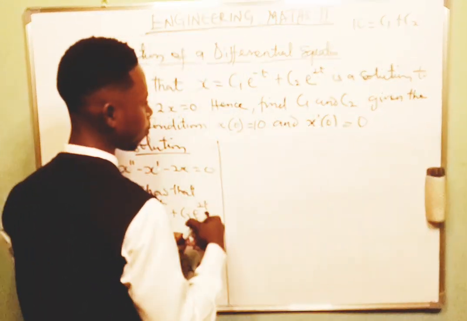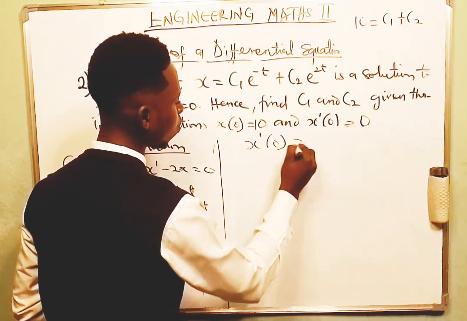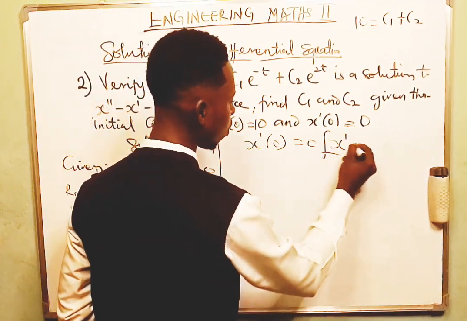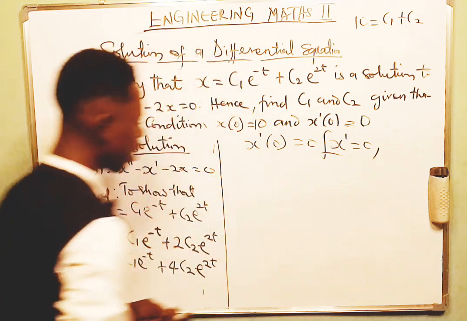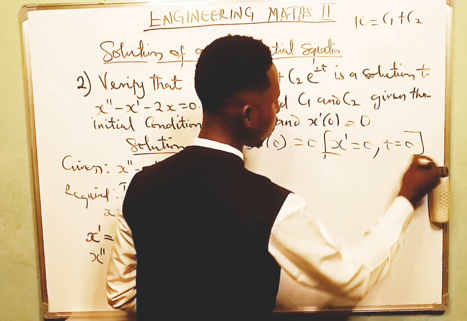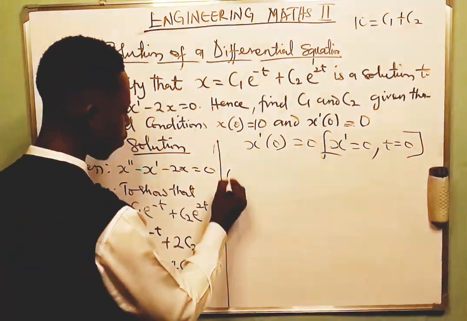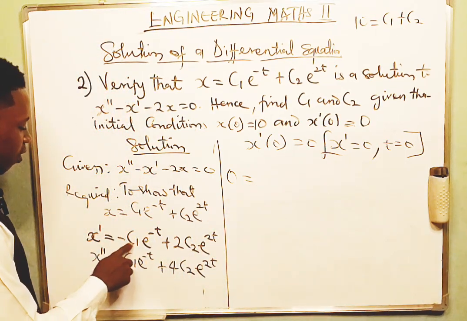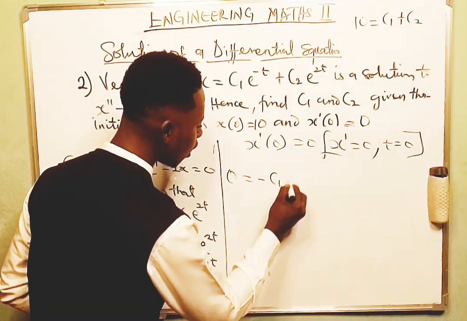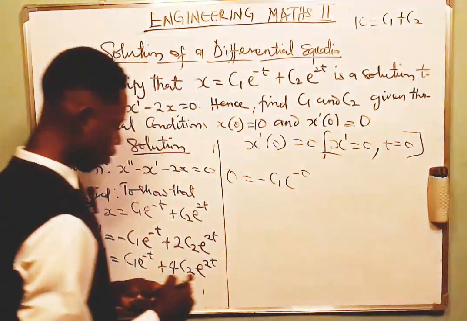Let us do it for x prime. x prime of 0 equals what? 0. This is to state that x prime is equal to 0. The independent variable there is t, and t is equal to 0. Now we come down to x prime, which here is 0, equal to minus C1 exponential minus t. So we have minus C1 exponential minus t. Our minus t is 0, from what we have here. So we are done with that one.